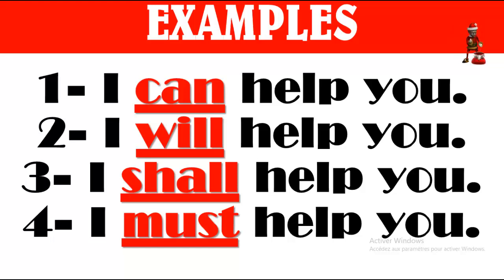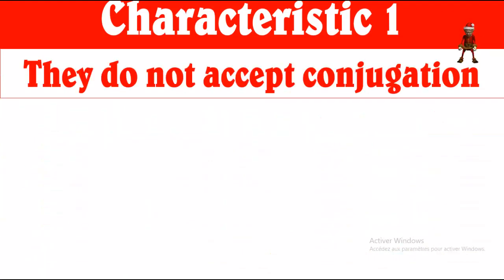So the auxiliary can has a different meaning from the auxiliary will. The auxiliary will has a different meaning from the auxiliary can, and shall also has a different meaning from must, and must has a different meaning from can. So every time you change the auxiliary, you change the meaning of the verb, because auxiliaries bring new meaning to the main verb. Okay? Now, characteristic 1 of modals: they don't accept conjugations.